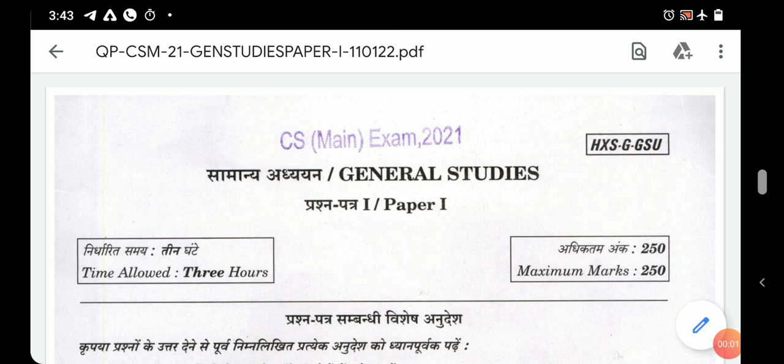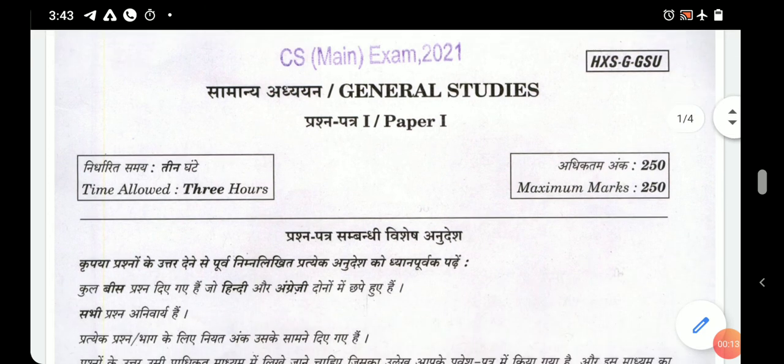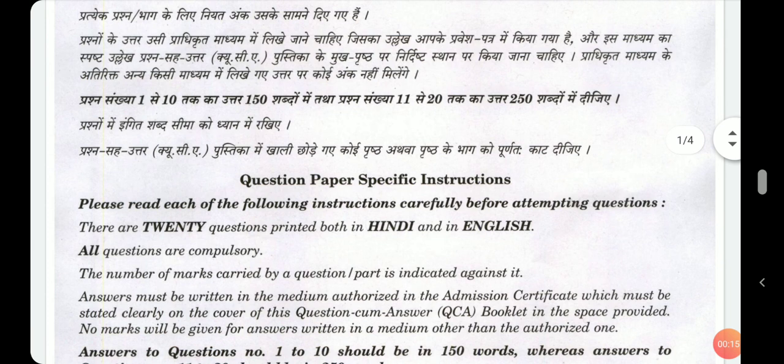Welcome all. Today let us answer the General Studies Paper 1 of Civil Service Mains Examination 2021. The maximum marks for this paper is 250 marks and time allowed is 3 hours. There are 20 questions.